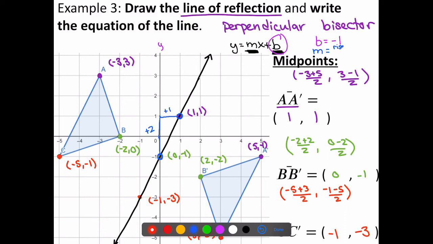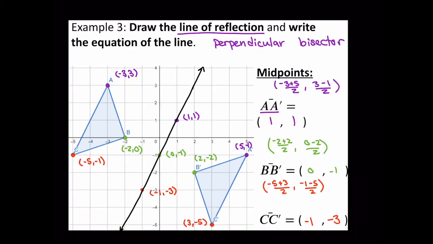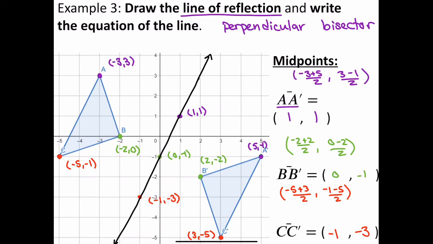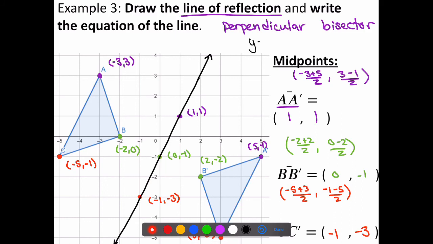Because again, slope is equal to rise over run. So we said that we rose 2, ran 1. So my slope would be 2. So we can finally write out our slope intercept form of the line of reflection as y is equal to 2x minus 1. And that is our answer. That is the answer of the equation for the line of reflection.